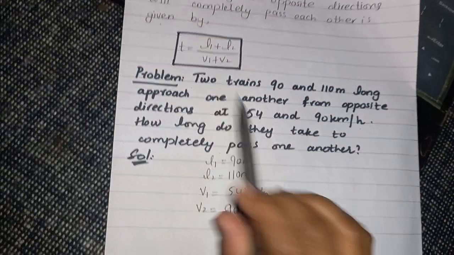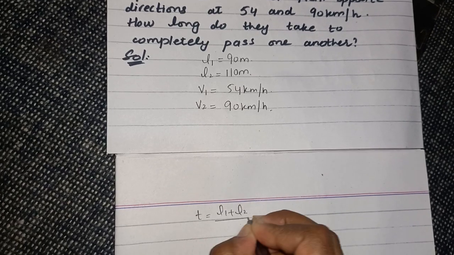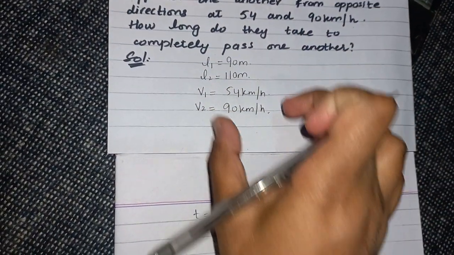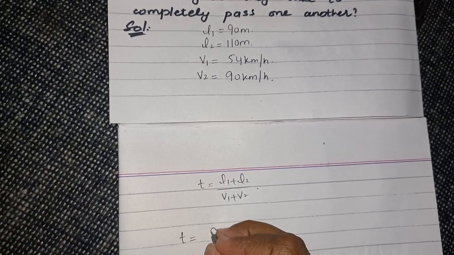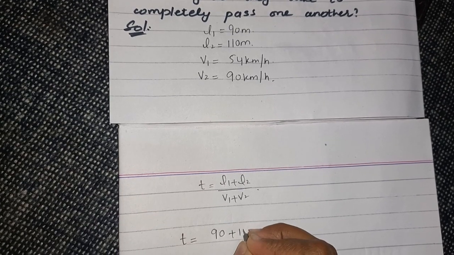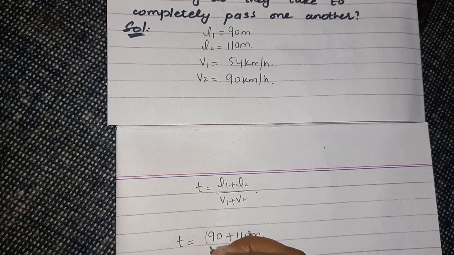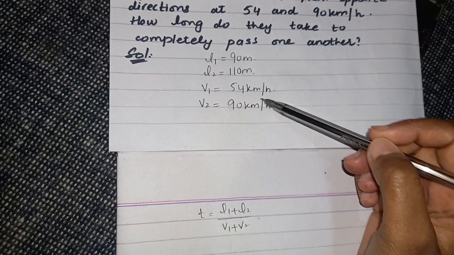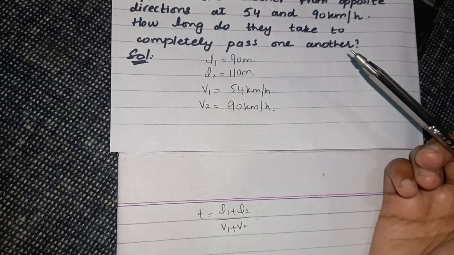Now students, as the formula says, T is equal to (L1 plus L2) divided by (V1 plus V2). So we will substitute all these values here. So I can write 90 plus 110. But students, here is a problem. The problem is that our lengths are in meters but our speed is in kilometers per hour, and we have to convert it into meters per second.